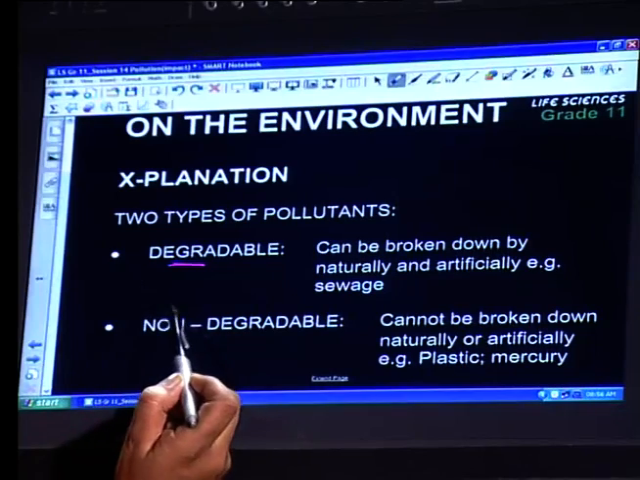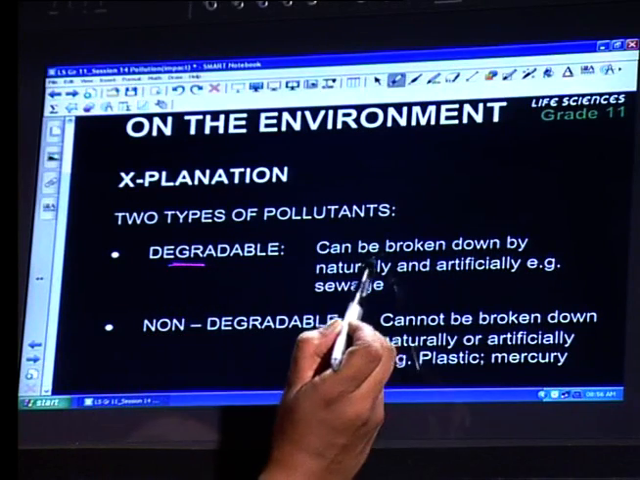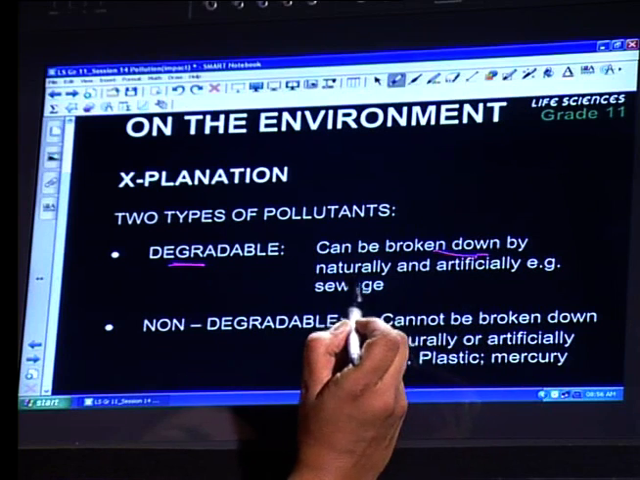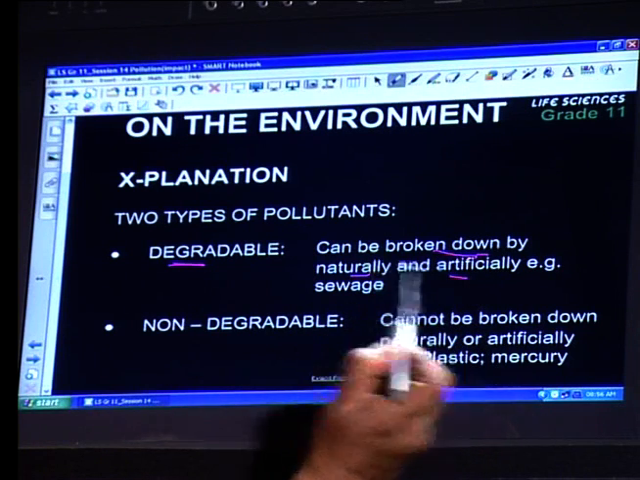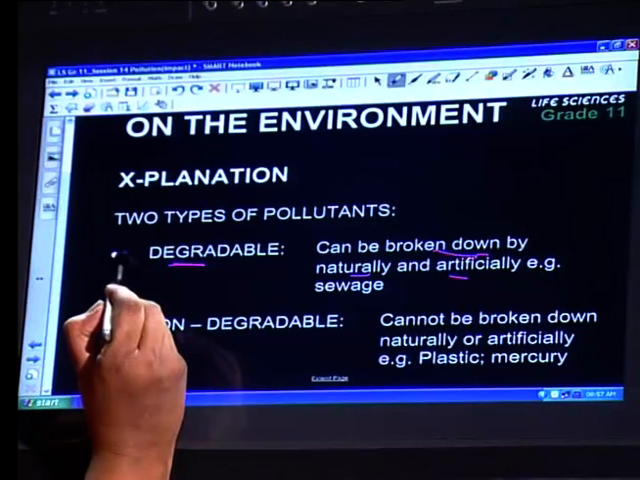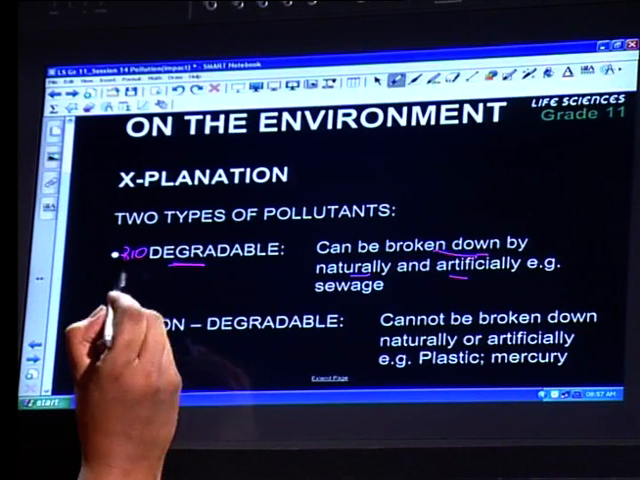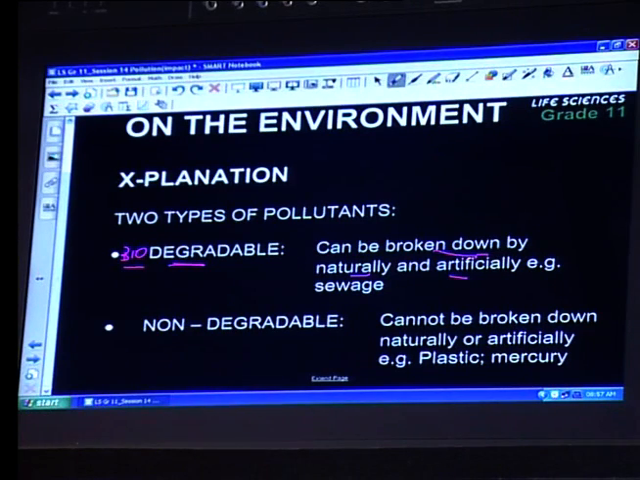Now you have a degradable. The word degradable means it can be broken down naturally and artificially. Example, sewage. Sewage or feces or organic matter such as the peels of the vegetable or vegetable litter can be broken down. That is degradable. However, if I add the word biodegradable, I now am saying that this matter can be broken down by means of bacteria or microorganisms as well as fungi.